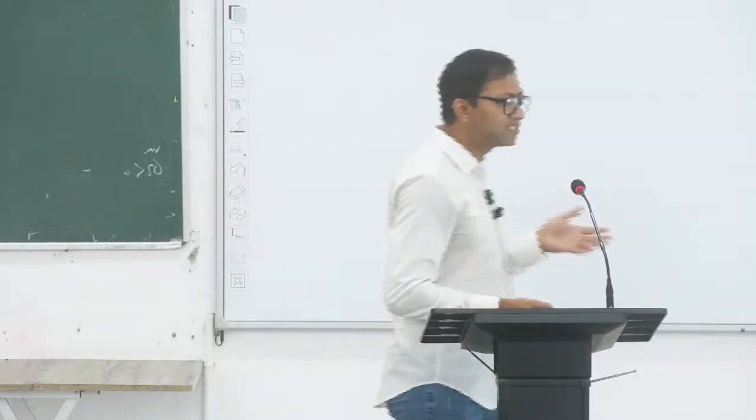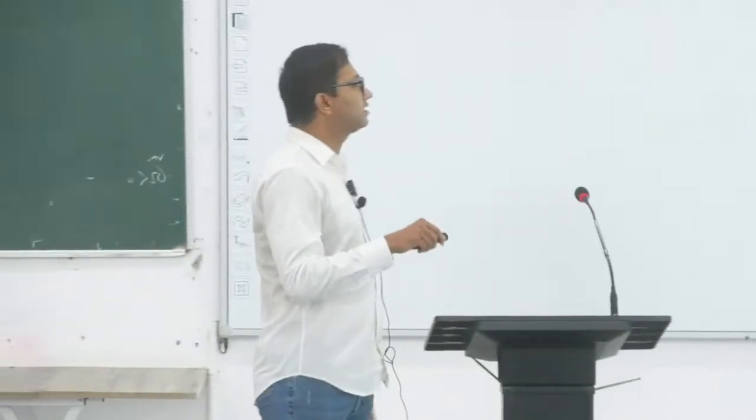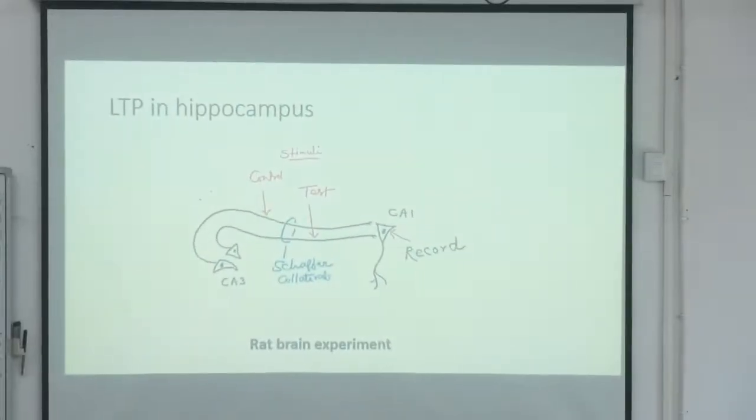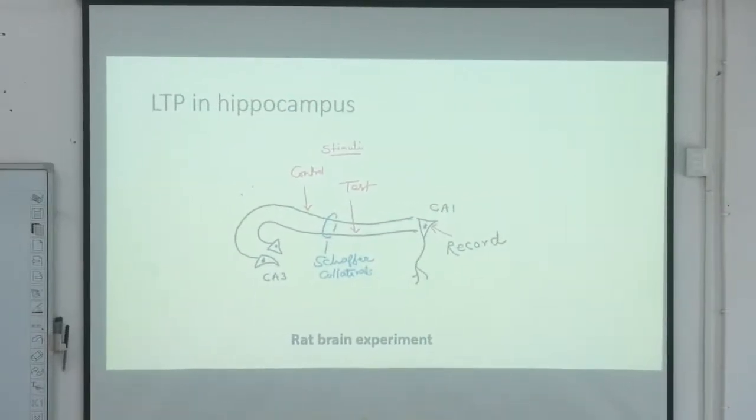There was an experiment by the scientist. You do not need to remember the experiment. It was done on rat brain, okay? And in the hippocampus there are two different types of neurons, CA3 and CA1, right? And there are collateral fibers which are called Schaffer's collateral.